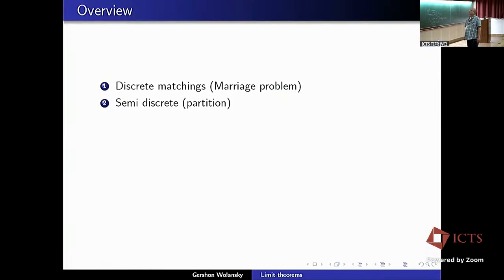But what I sketch here is some overview of my plan for this week. I will start with some non-orthodox way of discussing discrete matching. This is also called the marriage problem, which is a discrete analog of the Monge problem. Then I will move to semi-discrete, which is when the target is a finite space, but the source may be infinite.